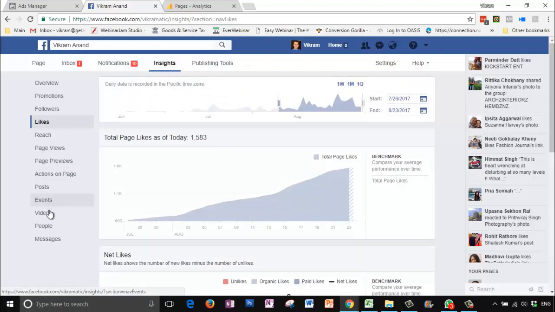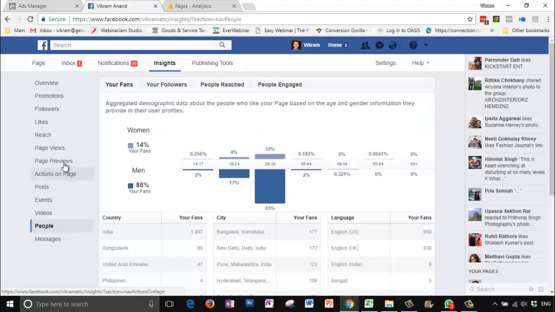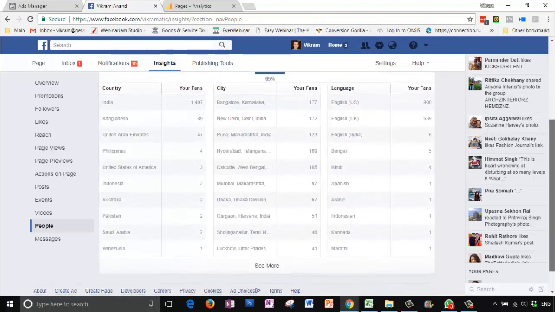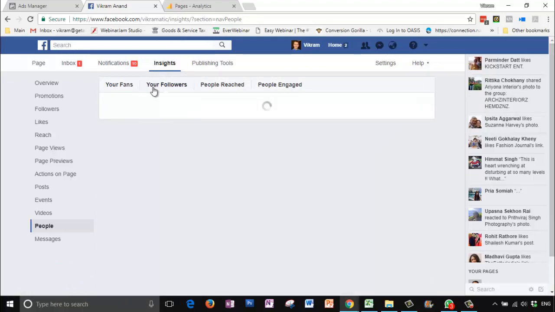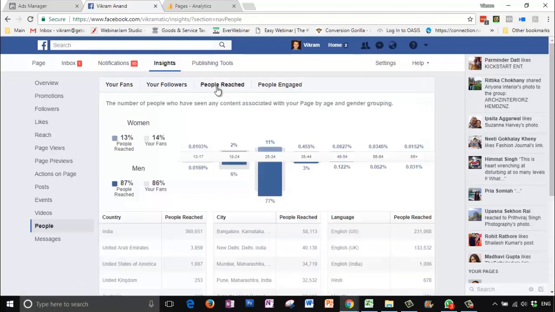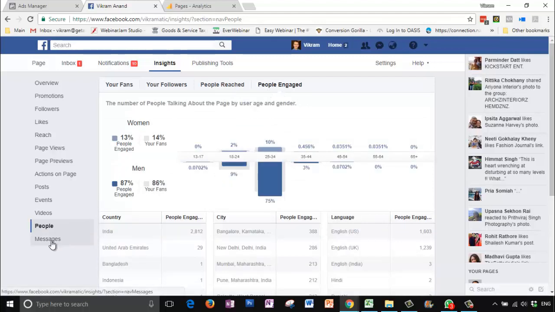Let's look at people. You may want to figure out who are the people who have liked your page, who are my fans. I can see the gender divide between my fan base, and this is the divide by age bracket. Clearly most of my fans are men in the age bracket of 25 to 34. Then you can look at which cities they are from, and in fact even which countries they are from. And this is then split by fans, by followers, by the kind of people that the page has reached, the people who are most engaged with my page, and if I have any messages, they're lying here.